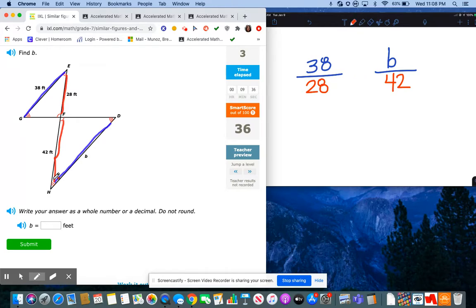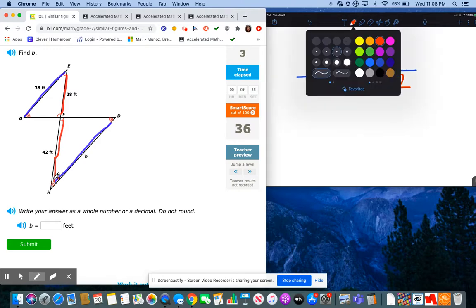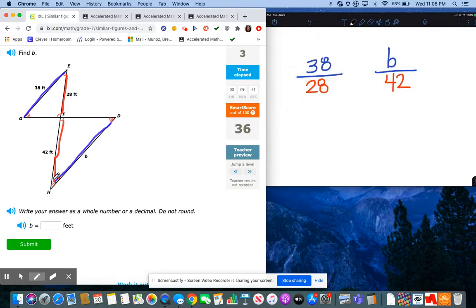You can always cross multiply, right? And then divide. But I think here, if I divide this by 2, right, I will get 38 divided by 2, 15, and 4, 19. And then we have 14. And then 14 times 3 is 42. So 19 times 3, 3 times 10, 30. 3 times 9, 27. 27 and 30, 57. So the answer there has to be 57.